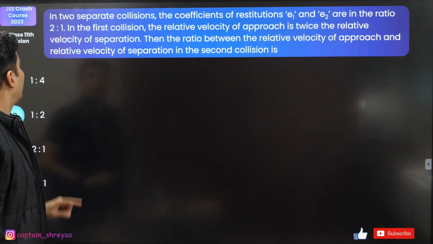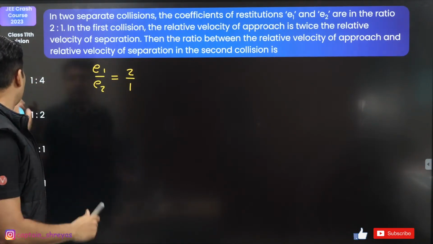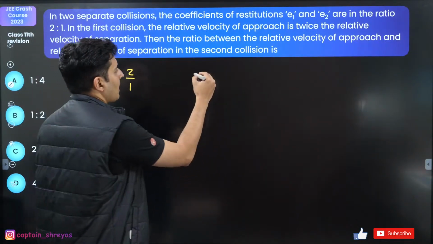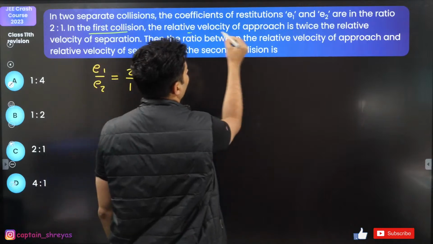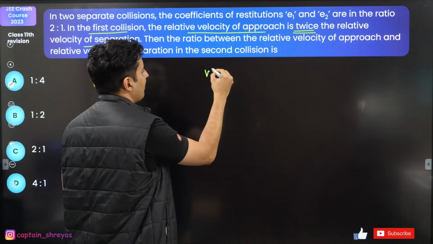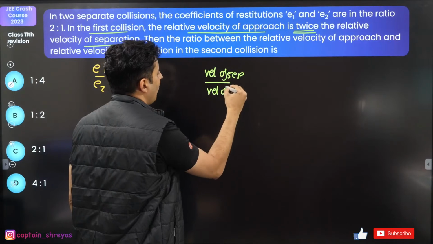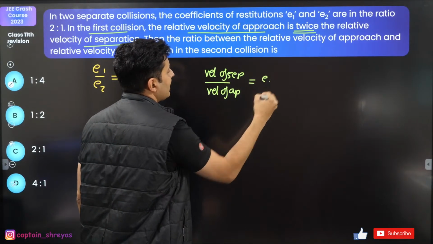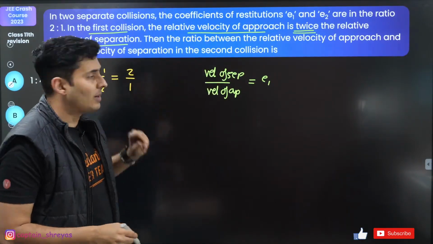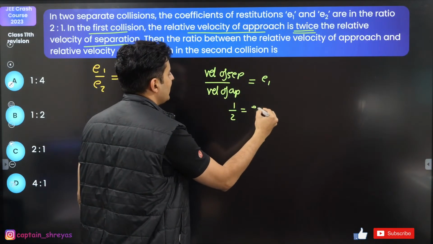And the ratio is 2:1. Interesting. So, E1 by E2 is 2 by 1 as per the given information. In the first collision, the velocity of approach is twice the relative velocity of separation. So, if I take velocity of separation and velocity of approach in the first collision, that is E1, as per the condition, approach is twice that of separation. So basically this is twice of the numerator. So 1 by 2 is basically E1.